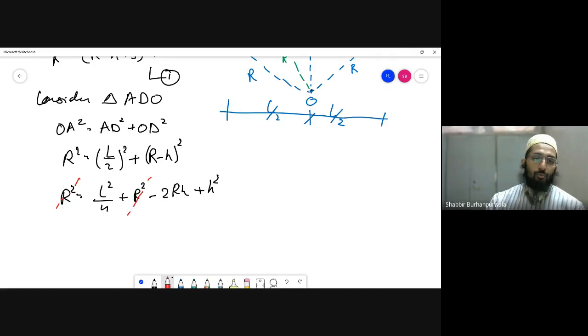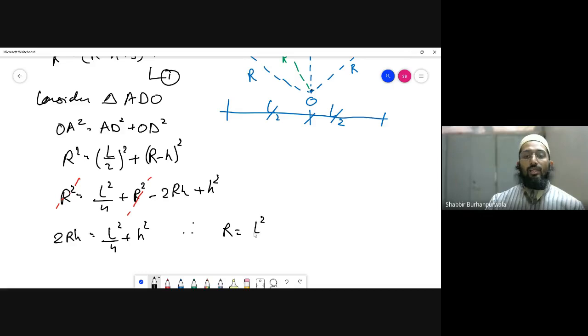So getting the formula for R, we can have 2RH. 2RH is negative, so we can take it on this side, rearranging the terms: L square by 4 plus H square. Okay, so I want the value of R, so R is equal to, I will take 2H on this side. So this is going to be L square divided by 8H plus H square divided by 2H. So H will get cancelled. It is going to be H by 2.